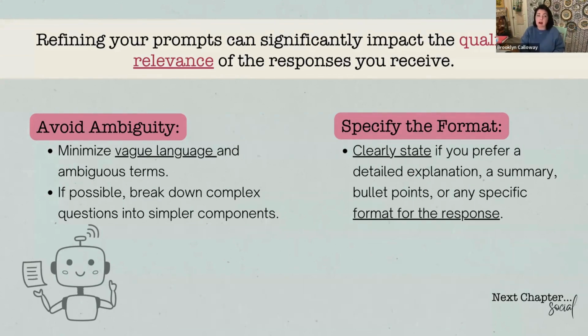If possible, break down complex questions into simpler components. If it has a comma in it and an "and," that's a conjunction. Break them apart and make them two separate sentences or two separate prompts in the query. Specify the format. Clearly state if you prefer a detailed explanation, or maybe you just want a summary and a bulleted list. Any specific format you want for the response, you're going to want to put in the query.